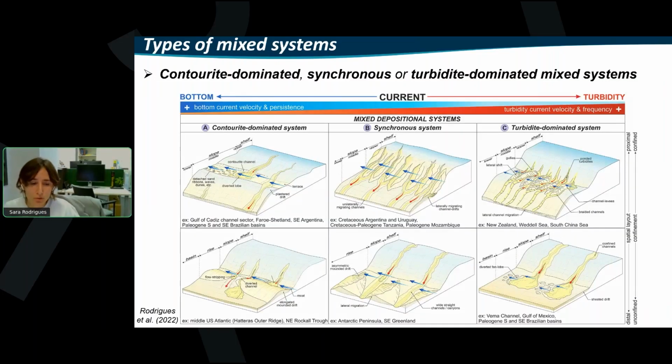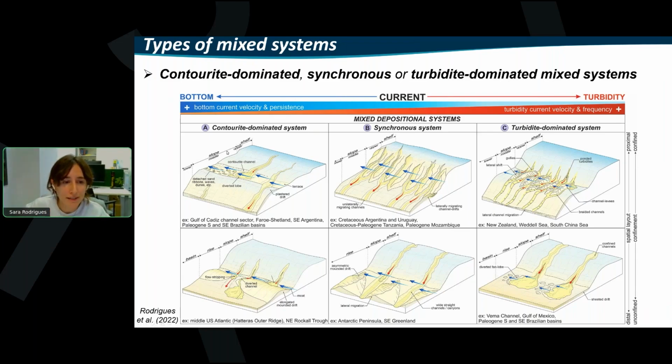But what types of mixed systems do we really have? Well, in the past, I had the luck to be able to work with different systems, different margins, and also to talk and discuss a little bit with other colleagues that worked in other systems. And together, we put up a model to represent all the different systems that we saw. And when we started to look into their variability, not only from proximal to distal, but also, for example, in the dimensions that these features have, in their orientation, and even the type of sedimentary facies that can occur in them, we realized that they could be somewhat classified.